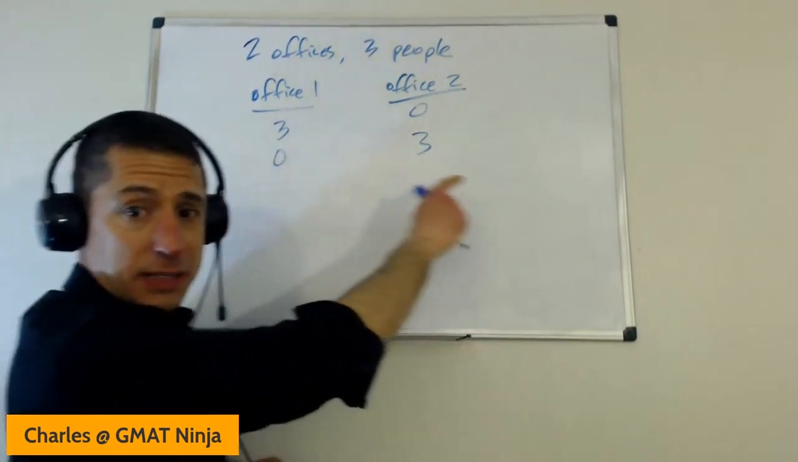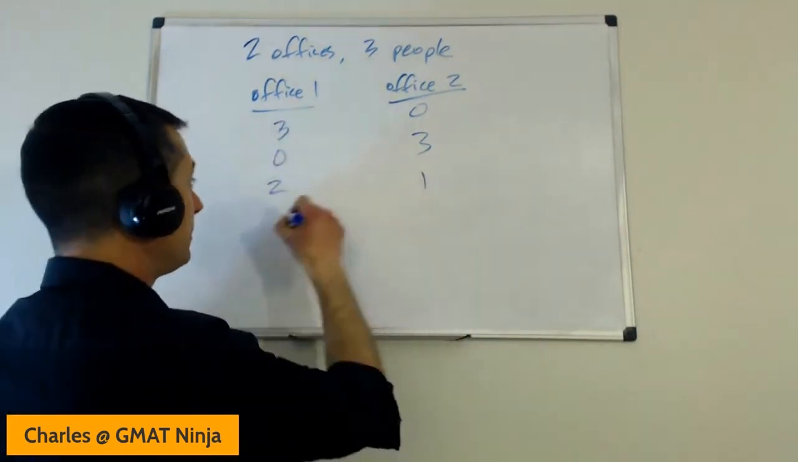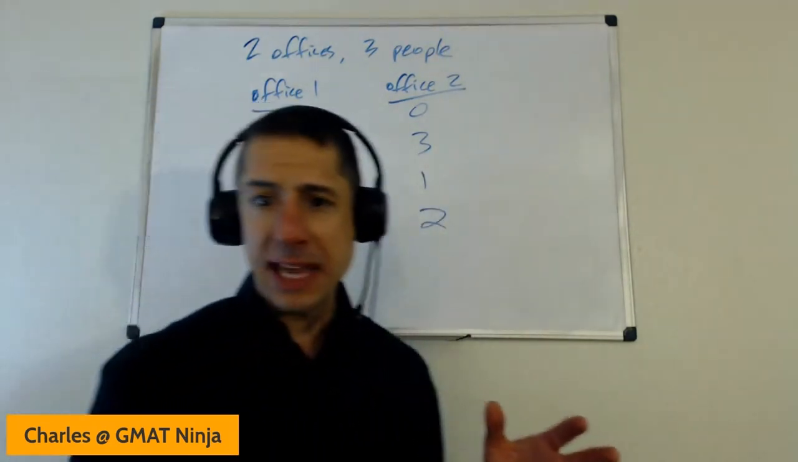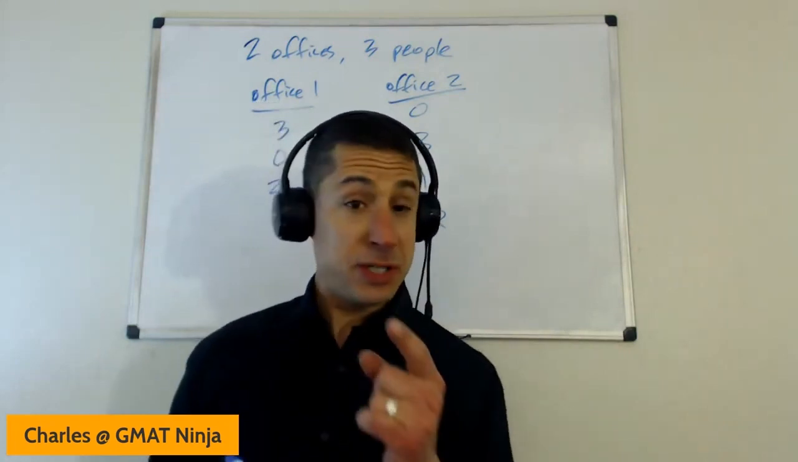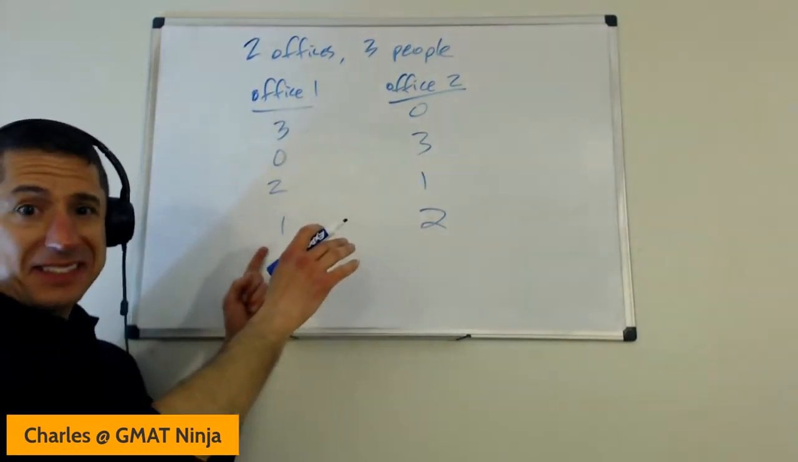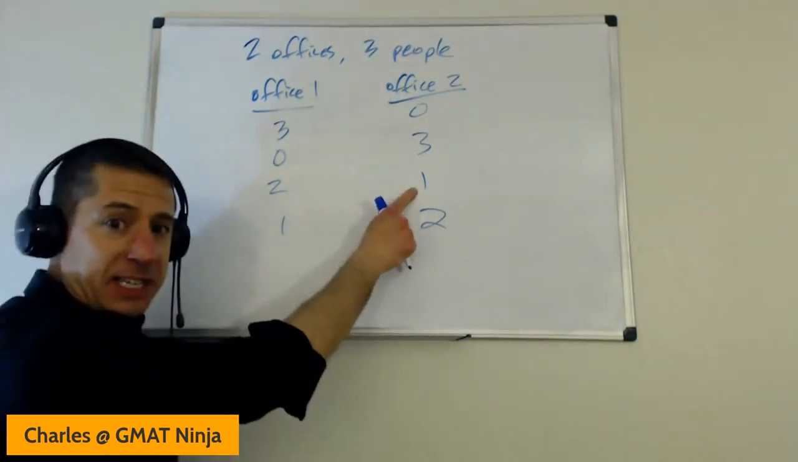There's another way. 0 people in office 1, 3 people in office 2. And then you could have 2 and 1 and 1 and 2. And the temptation here might be to say, well, the answer is 4, which isn't one of the answer choices, which is very nice of them. But now as you think about different ways you can rearrange this, that's where things get a little more interesting, because you could have 3 different individuals here.